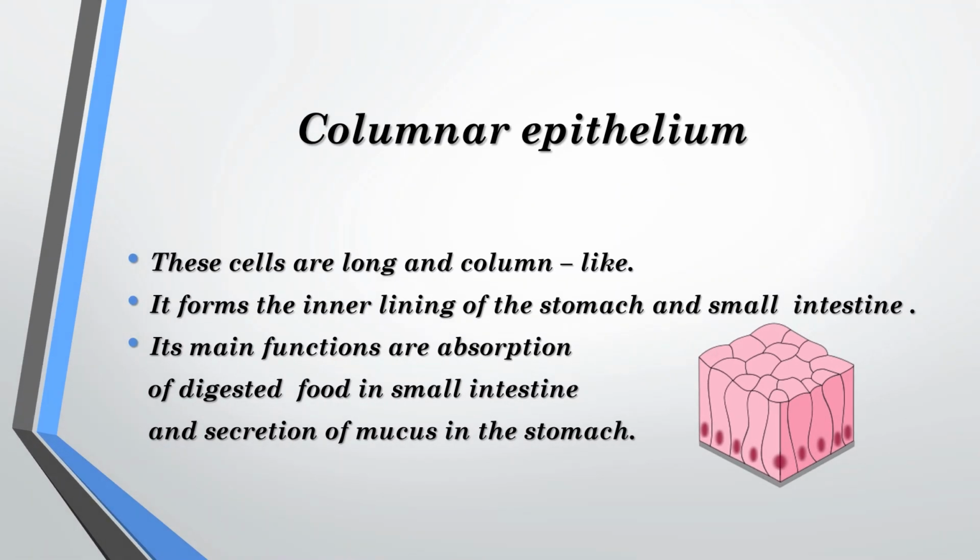Let's move on to columnar epithelium. Columnar epithelium. These cells are long and column-like. It forms the inner lining of stomach and small intestine. Its main functions are absorption of digested food in the small intestine and secretion of mucus in the stomach. This is the columnar epithelium. As you can see, these cells are long and column-like.